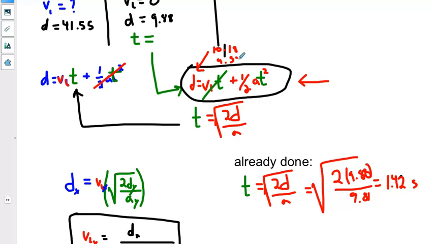Did anybody do this yet? I mean, you might as well try it as we're sitting here. See what you get as your times. You're going to get 2 different times. So originally we got 1.42, but now we're going to get one that's less than that, and one that's more than that.